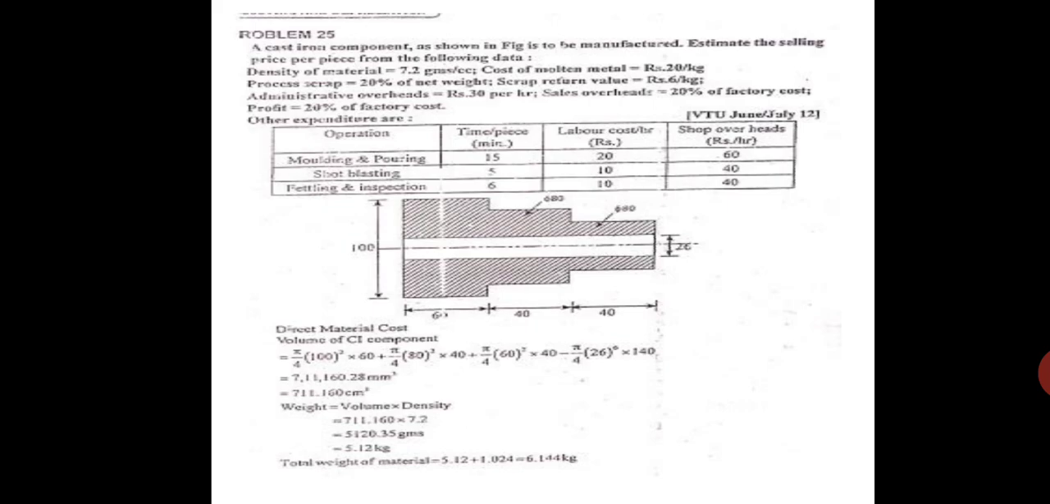You have administrative overheads at rupees 30 per hour. Sales overhead is 20% of the factory cost. Then profit we expect is around 20% of the factory cost. The other expenditure is given in the table. You can see the three operations are mentioned.